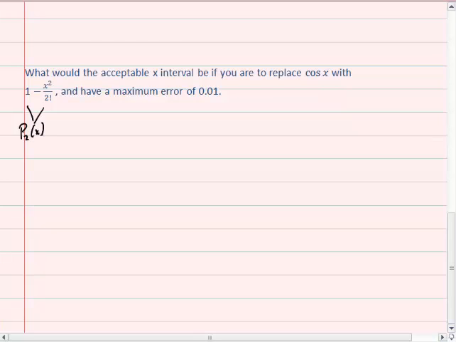So what we're going to do is consider the function and does it equal the second order polynomial, and what will our remainder be for the second order polynomial. We want to make sure that the error does not exceed 0.01. So let's write out the Taylor polynomial.